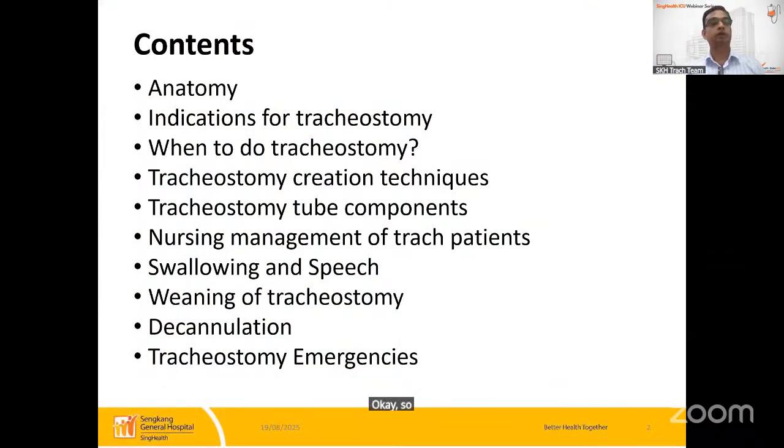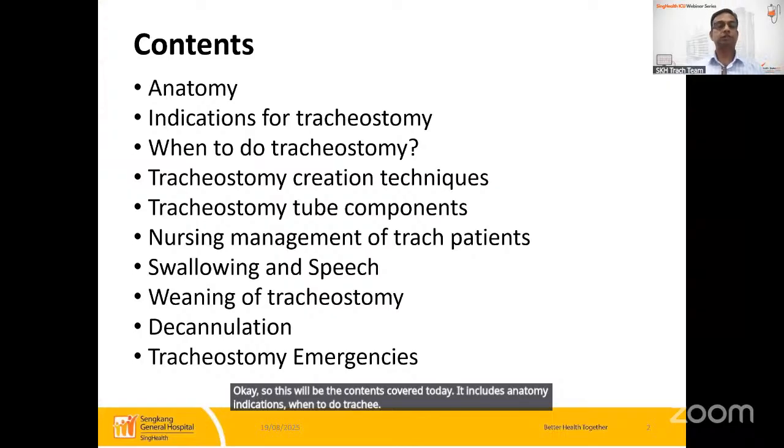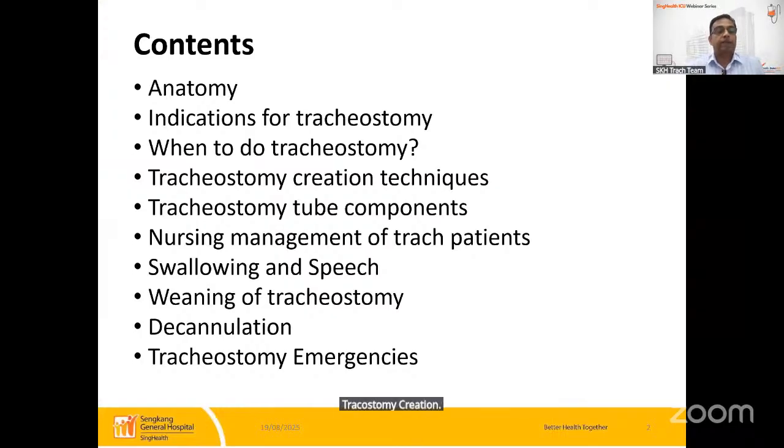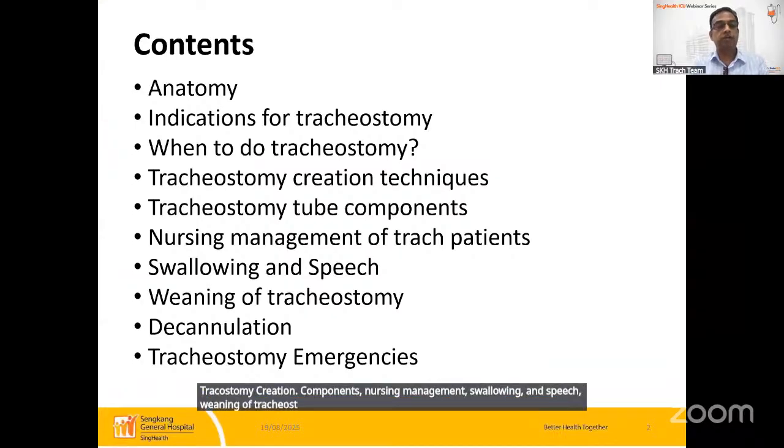Okay, so this will be the contents covered today. It includes anatomy, indications, when to do tracheostomy creation, components, nursing management, swallowing and speech, weaning of tracheostomy, decannulation, and at the end, we will be having tracheostomy emergencies as well.